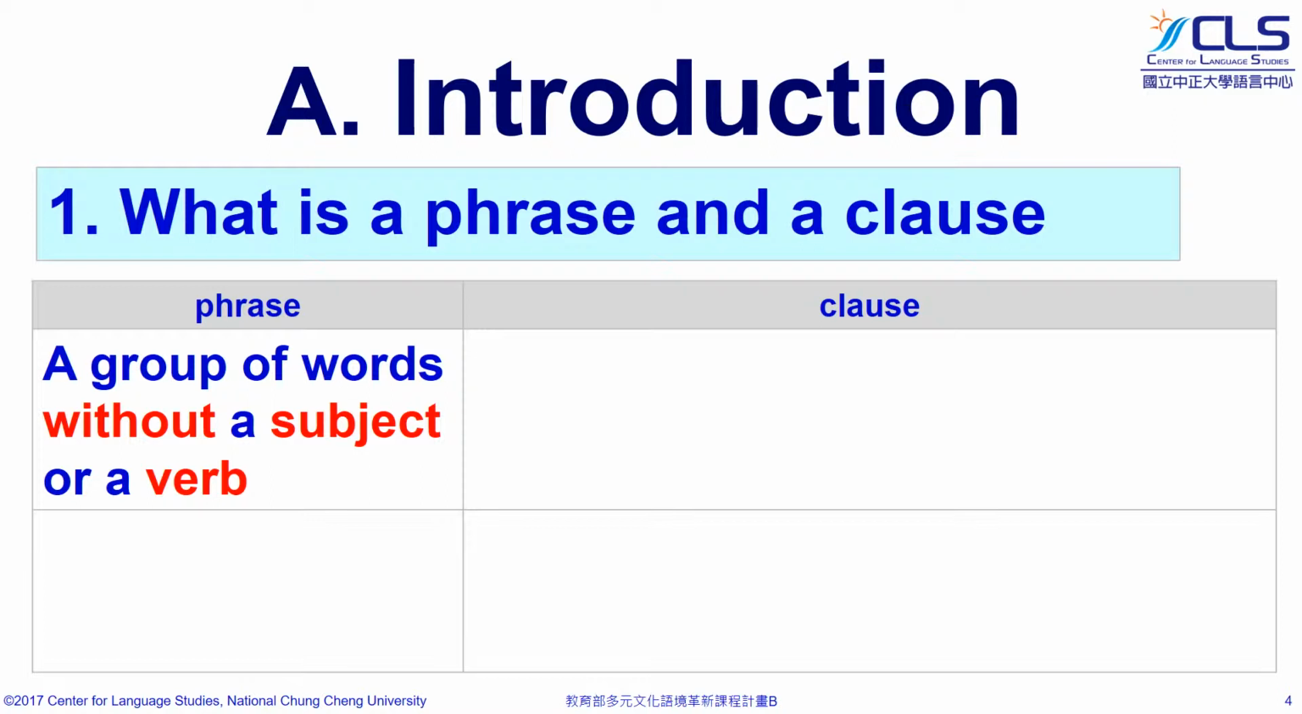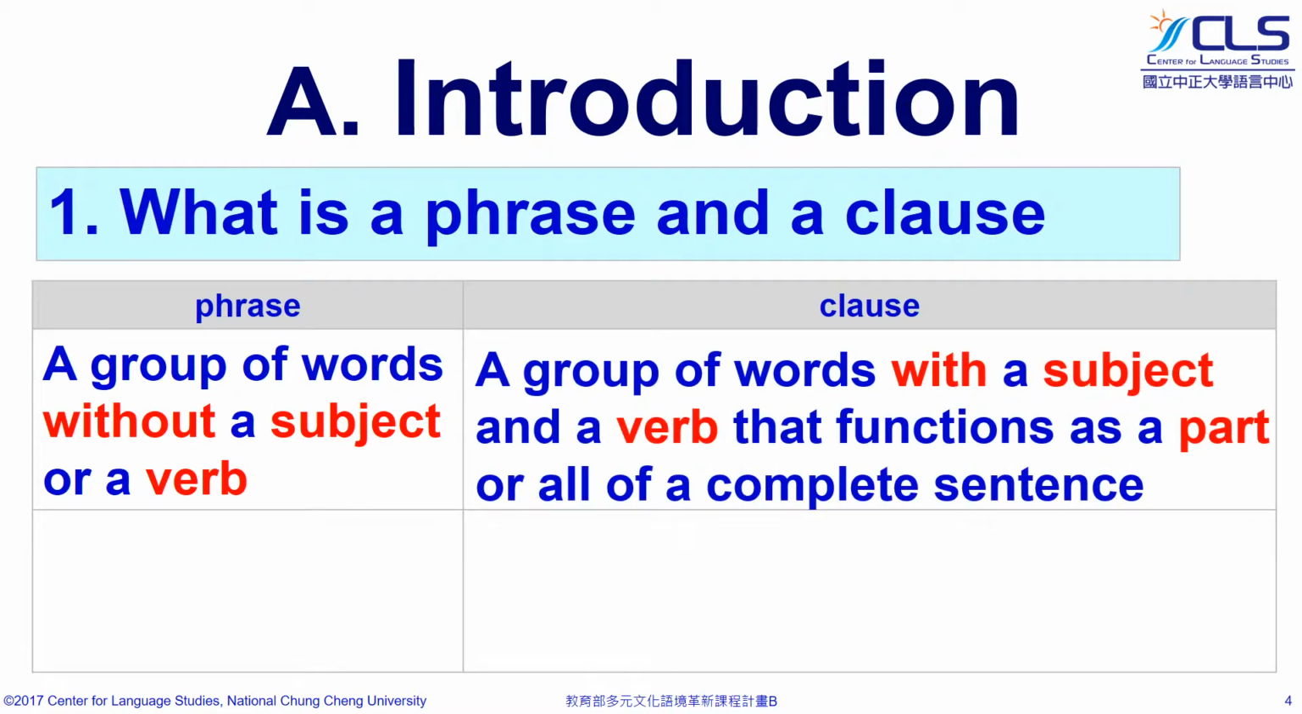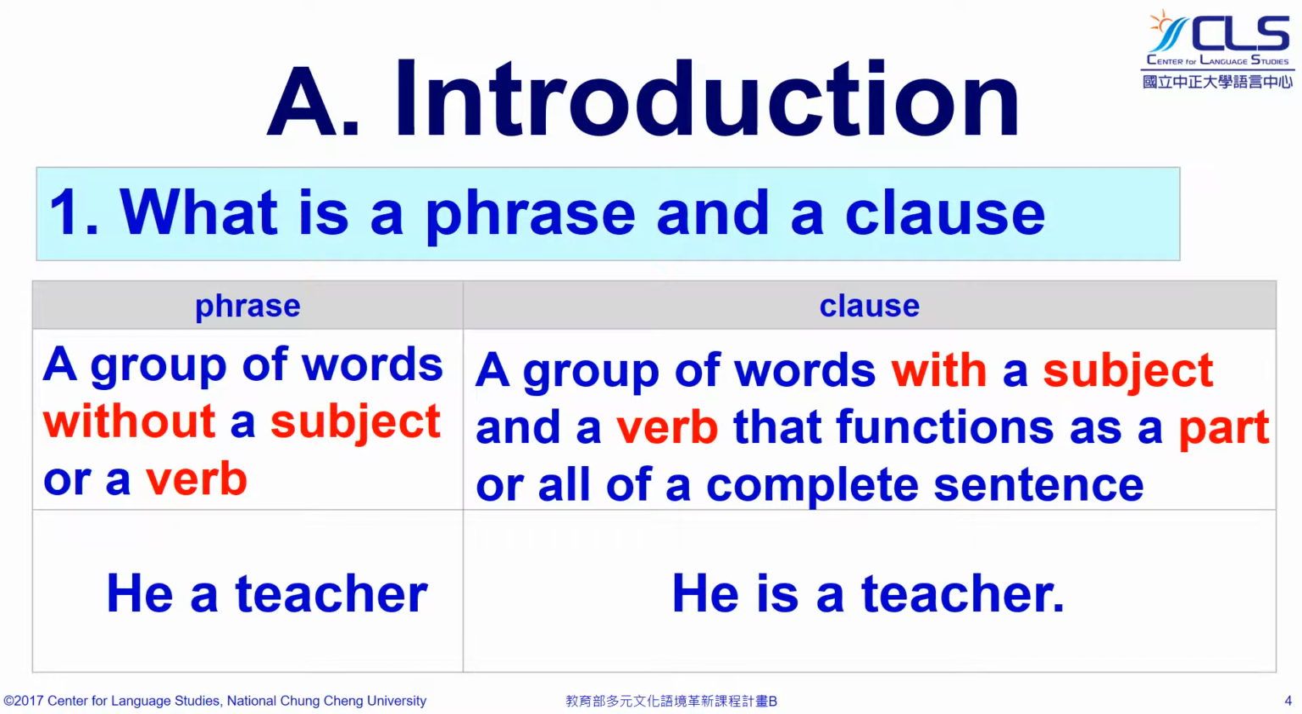A phrase is a group of words without a subject or a verb, while a clause contains a group of words with the subject and a verb that functions as a part or all of a complete sentence. For example, "he, a teacher," is a phrase that needs a verb. So by adding the verb "is," we can make it an independent clause and make the thought complete.